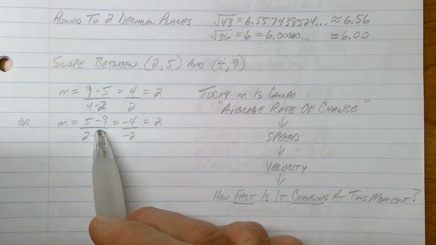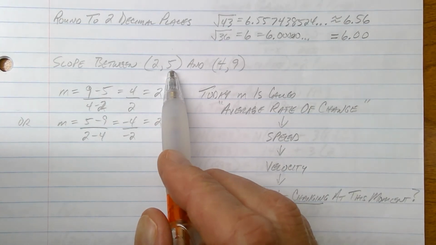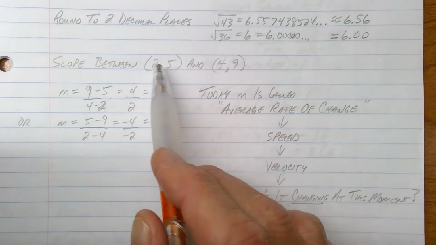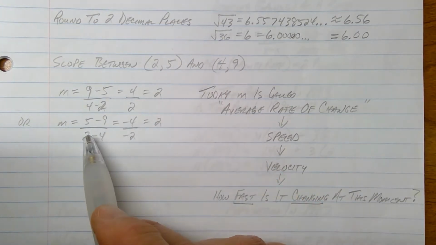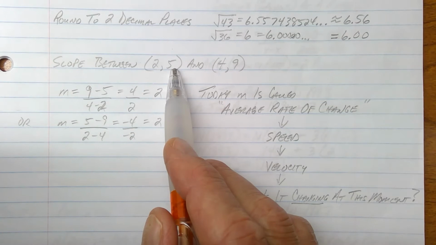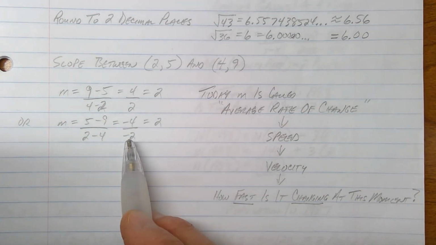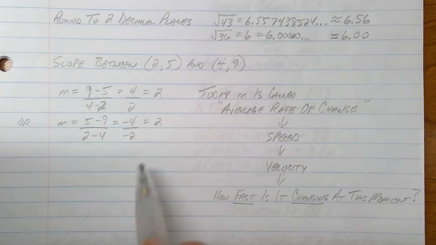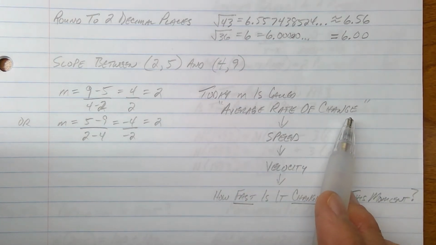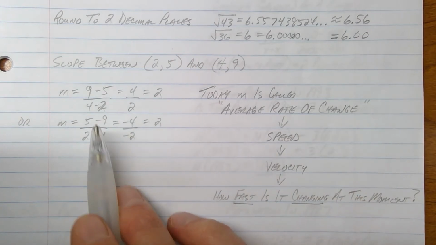I worked it backwards here to show you that you can start with the 5 if you want to. I can go 5 minus 9 over 2 minus 4. It's just if you start with the 5, you got to start with the 2 on bottom. All right? You come up with negative over negative, which simplifies to positive 2, and so you wind up at the same place.